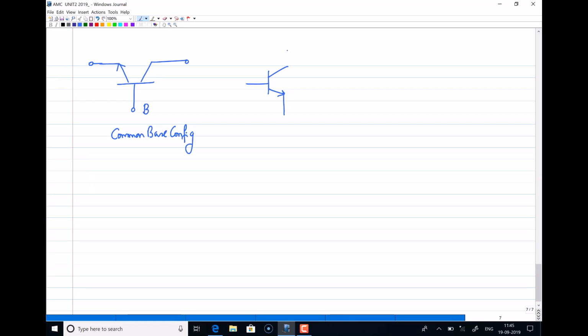Now if I'm keeping emitter common, we call this the common emitter configuration. And if I'm keeping collector common, we call this common collector. Right. So these are the three configurations.